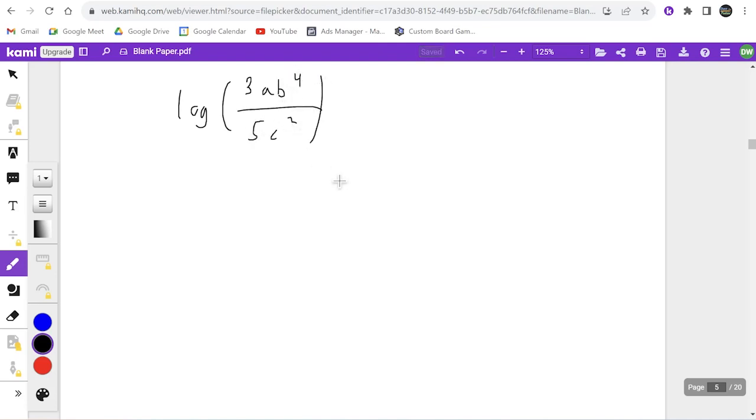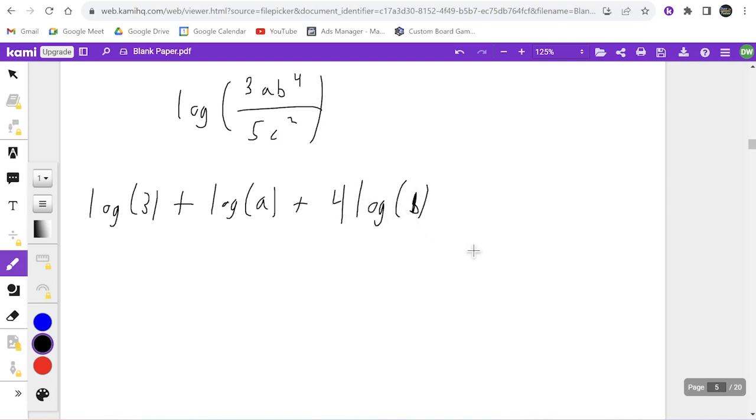Okay, so the secret for this log is whatever you have in the numerator is a plus, whatever you have in the denominator is a minus, no matter what. In other words, it's going to be log of 3 plus log of a plus, bringing the 4 out in front, 4 log of b. And I can do that because all these things are multiplied together. There's no pluses or minuses in the logs themselves.